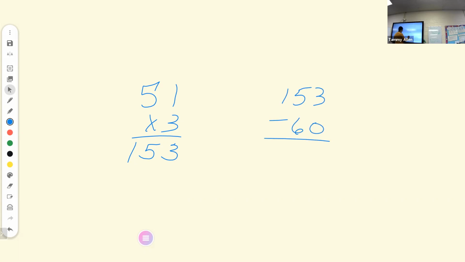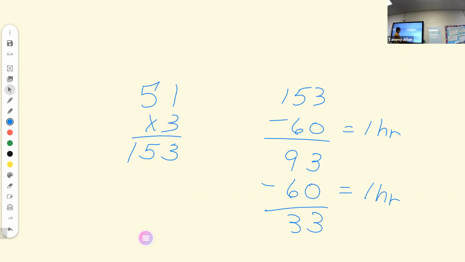I took 51 times 3 and got 153. And then I took 153 minus 60. And why minus 60? Because 60 minutes are 1 hour. Okay, because that equals out 1 hour. And then I took 60 again. And then I got 32 minutes. And I added up to 2 hours.